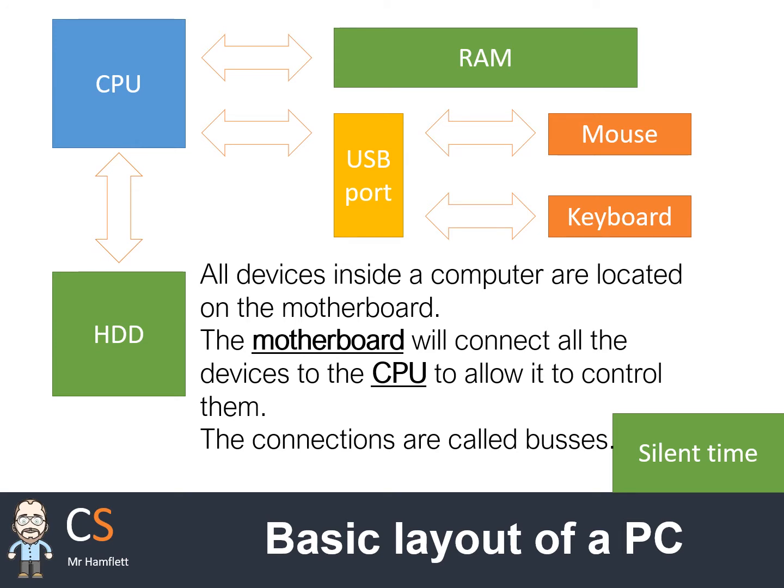So it talks to RAM, which stores temporary information: the currently running programs and the currently in-use data. The USB ports allow us to connect mice, keyboards and storage devices such as memory sticks. And obviously you've got secondary storage in the form of maybe a hard drive. All these devices are located on the motherboard, so they connect directly to it, and the motherboard itself has the buses which take the information to the CPU.